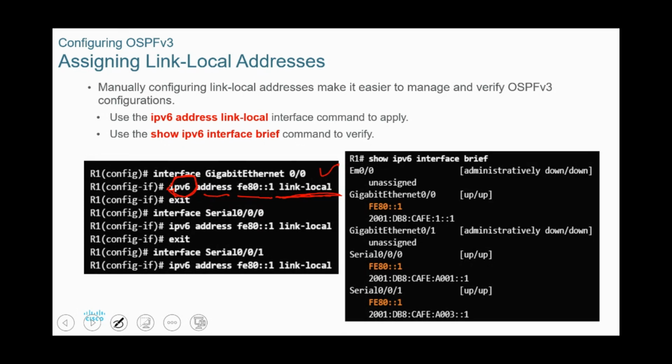The same goes for S0/0/0. You can just repeat the command, and for S0/0/1. Now, to verify these three interfaces have the link local, you can just use show ipv6 interface brief. If your configuration is correct for these three, it will show here G0/0, S0/0/0, and S0/0/1. So you can see these three link local addresses displayed when you use show ipv6 interface brief.